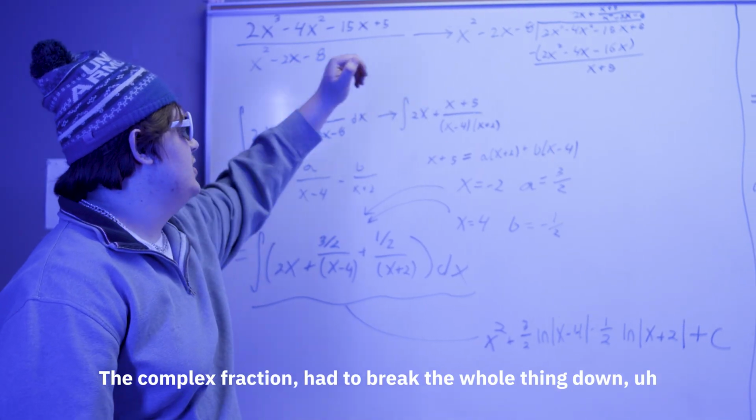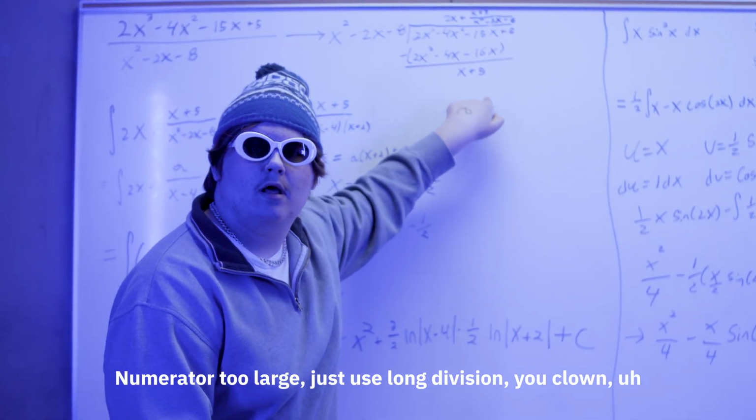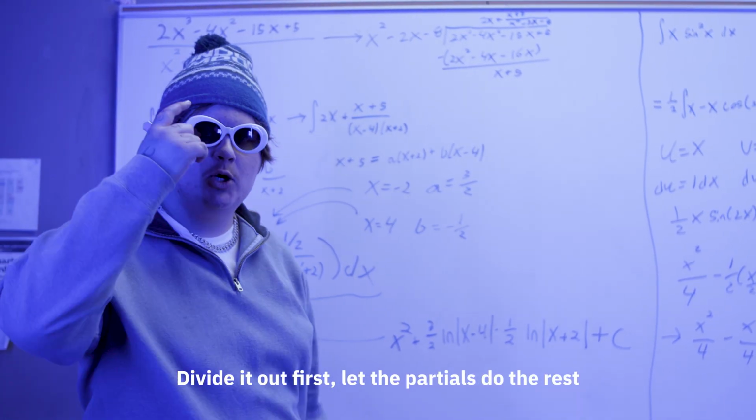The complex fraction, had to break the whole thing down. Numerator too large, just use long division to clown. Make the numerator's degree less than the denominator's, make it the best. Divide it out first, let the partials do the rest.